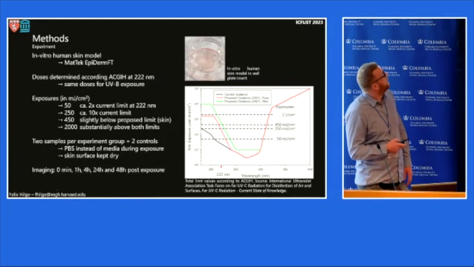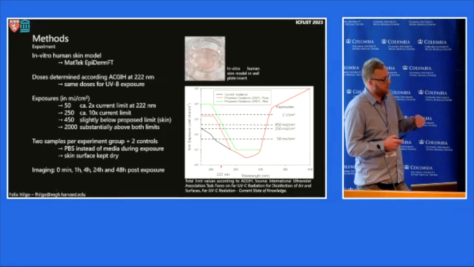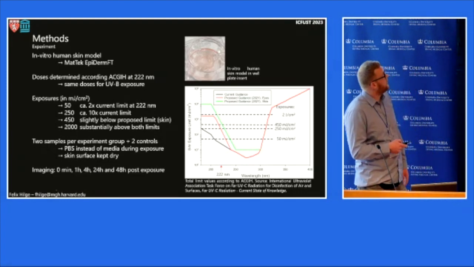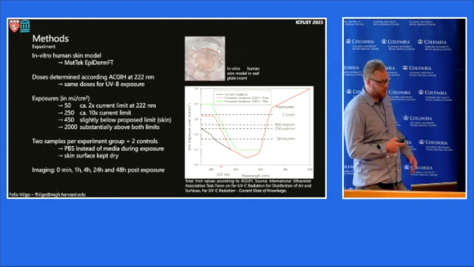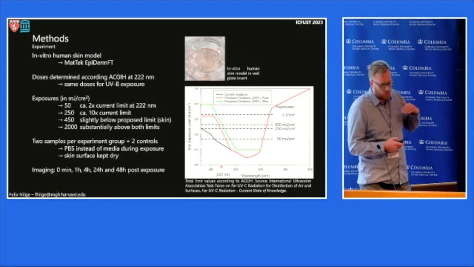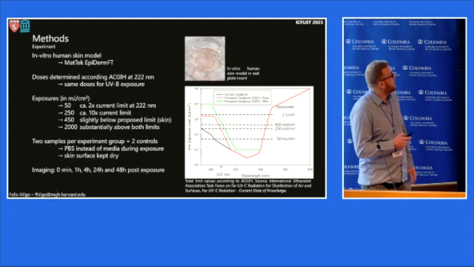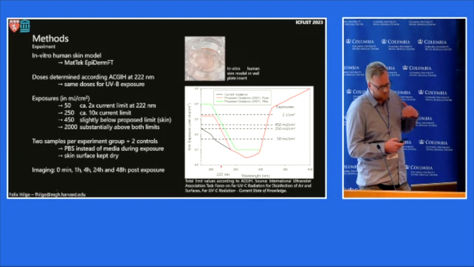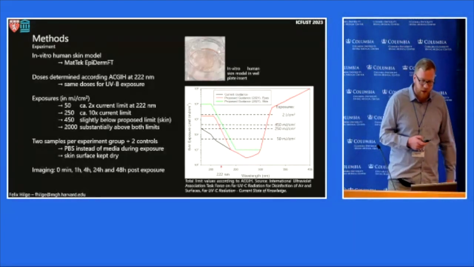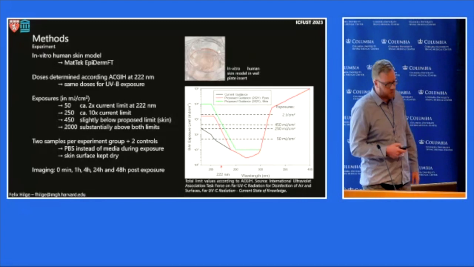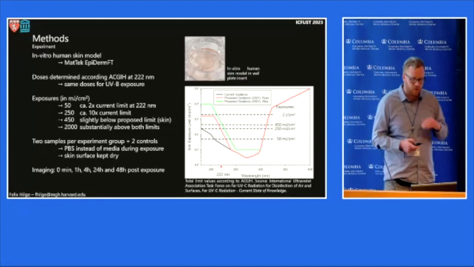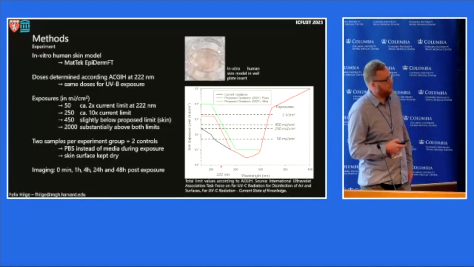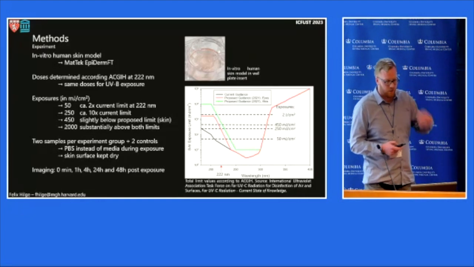Okay. So for the exposures, we oriented on the old and new threshold limit values for 222 nanometers. We chose 50 millijoule per centimeter squared because it's approximately 2 times the old limit, 250 millijoule because it's approximately 10 times the old value, then 450 millijoule per centimeter squared because that's slightly below the newly proposed threshold value, and also 2 joule because this is substantially above both limits.